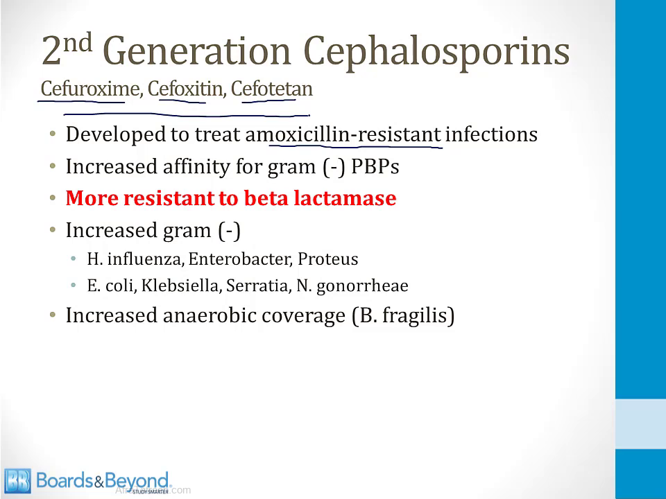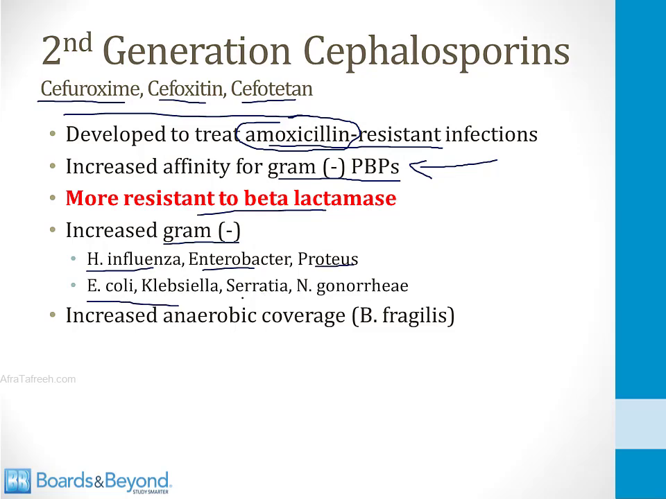Therefore, these drugs, compared to the first-generation cephalosporins, have more affinity for gram-negative penicillin binding proteins. This makes them more effective against gram-negative bacteria, just like amoxicillin. However, unlike amoxicillin, these drugs have some resistance to beta-lactamases, therefore they can overcome many amoxicillin-resistant bacteria. Compared to the first-generation drugs, they have increased gram-negative coverage. Specifically, they often cover H. influenzae, Enterobacter, and Proteus. They also often cover E.